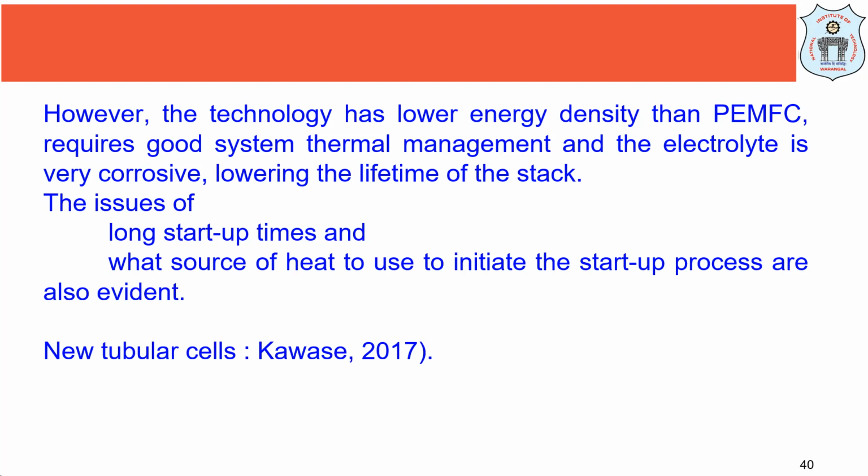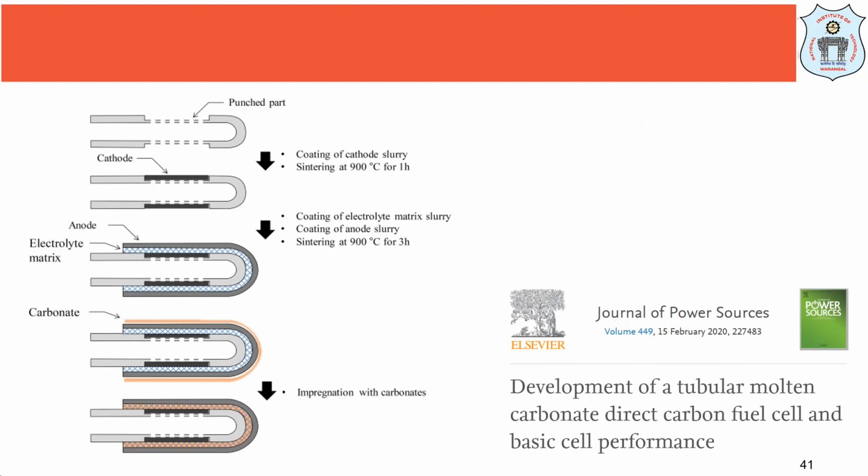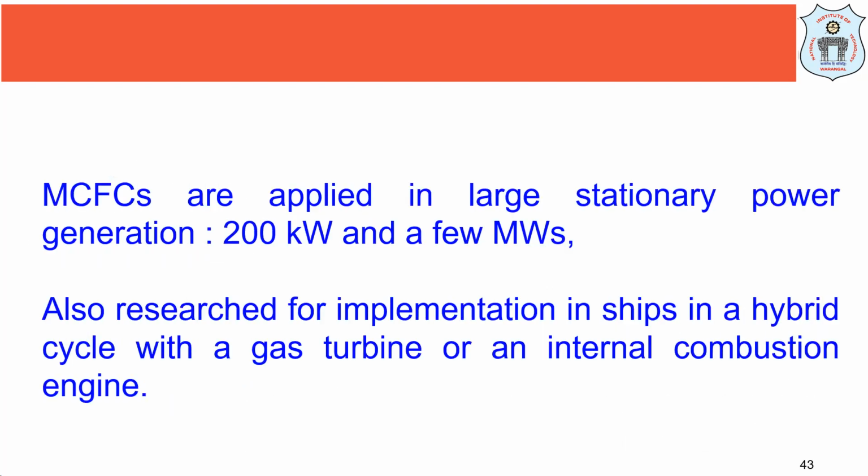So nowadays, new tubular fuel cells are being designed with better stability and robustness, higher energy density and longer lifetime, thus making this molten carbonate fuel cell more sustainable in the future. That was reported in 2017 by Kawase et al. Okay. So these molten carbonate fuel cells are applied in large stationary power generation, where we can have power output of even 200 kilowatts to a few megawatts. Similarly, these fuel cells are also being researched for implementation in ships in a hybrid cycle with a gas turbine or an internal combustion engine.